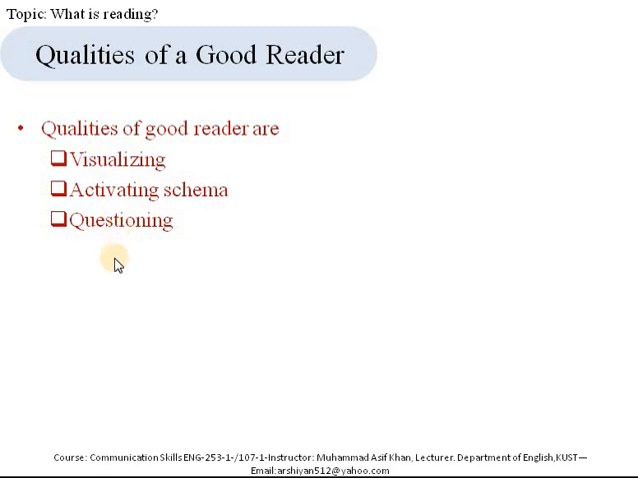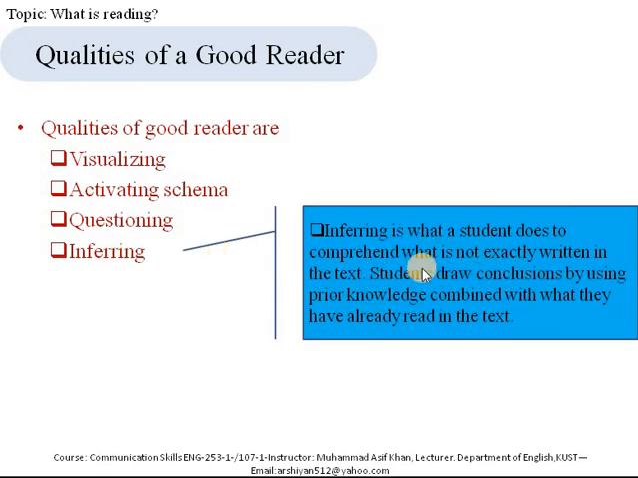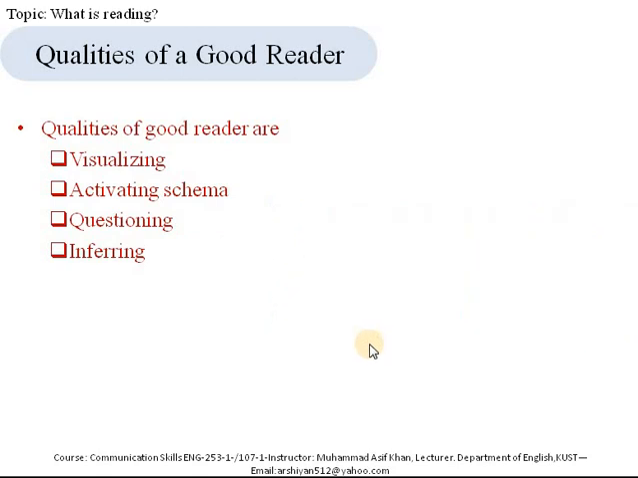Then comes inferring, and inferring means that the reader comprehends what is not exactly written in the text. Readers draw conclusions by using their prior knowledge, and they mix their prior knowledge with what they have read in the text. So basically, a good reader uses the text and refers to the other aspects which are connected with the prior knowledge of the reader.